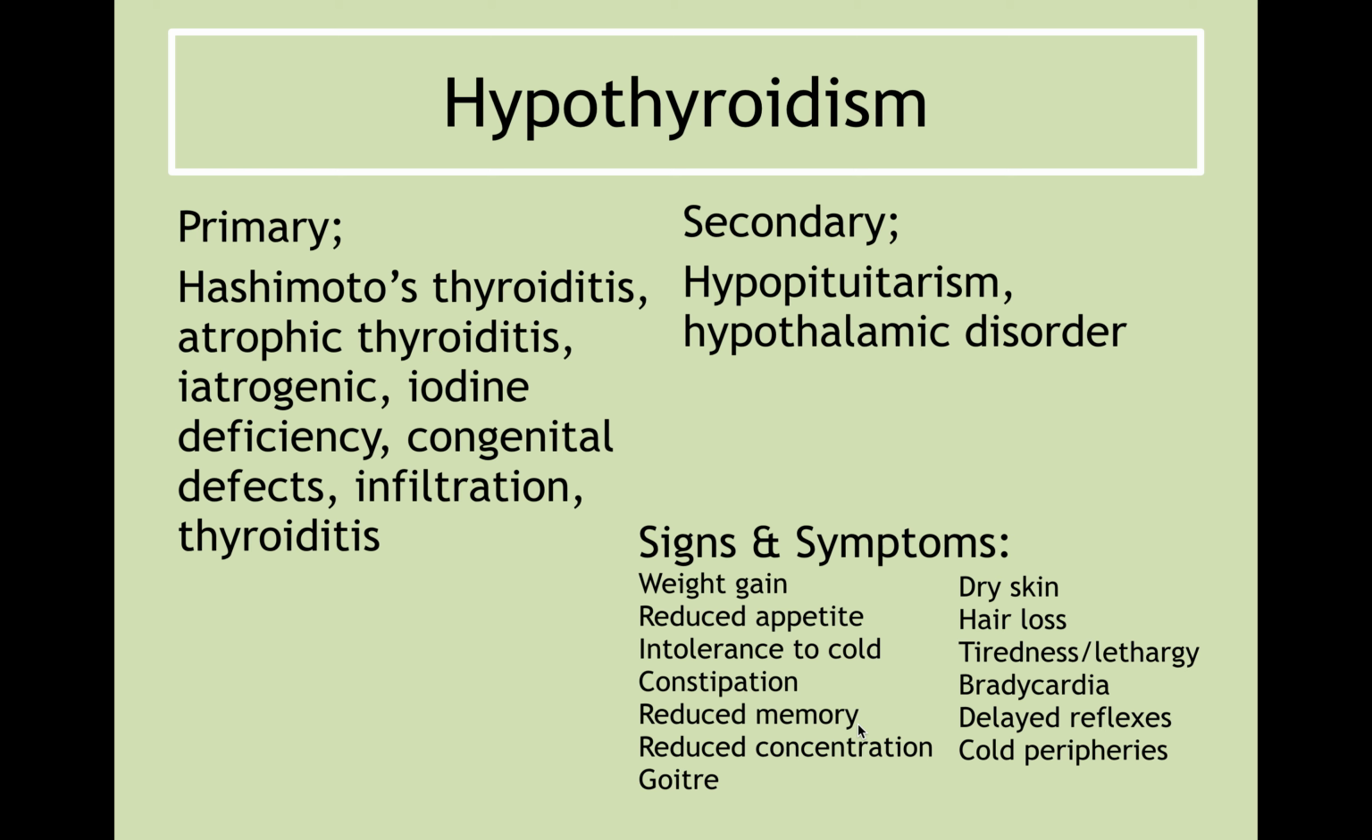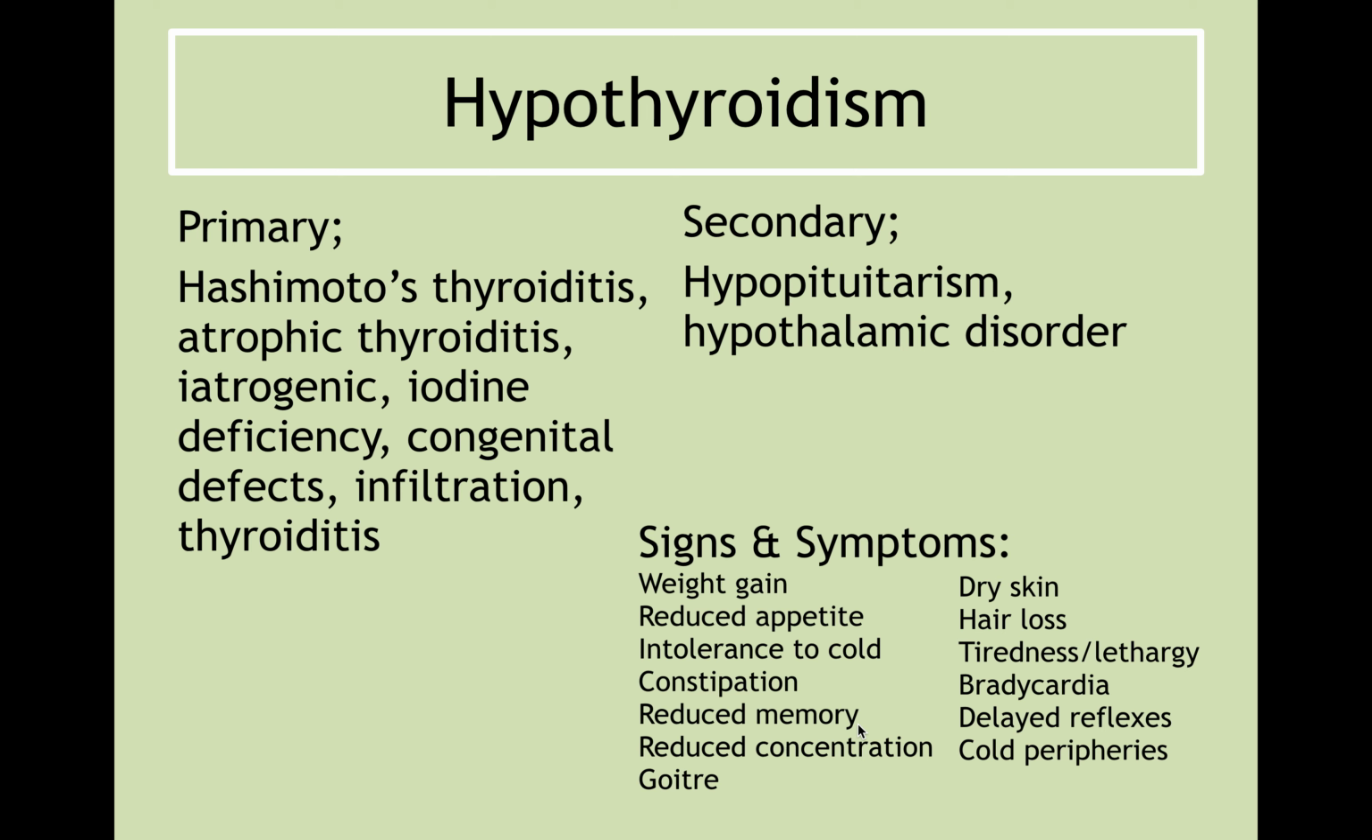Secondary causes of hypothyroidism include hypopituitarism. So if the anterior pituitary isn't making the thyroid stimulating hormone, you won't get enough T3 and T4. You can also get hypothalamic disorders. There could be a tumour or trauma to the hypothalamus itself.